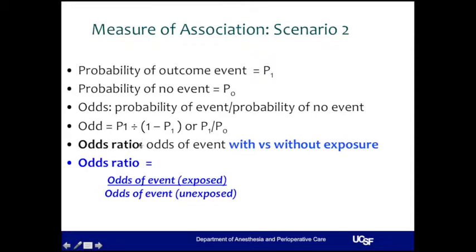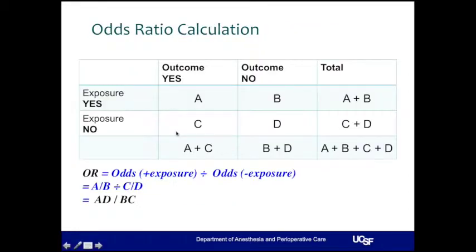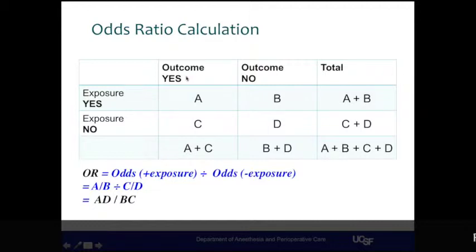And an odds ratio is just going to be a ratio of those two odds. It's going to be odds of the event with or without the exposure. So an odds ratio is an odds of an event if you get the exposure, whether that be the drug or the treatment, divided by the odds of the event if you don't have the drug or the treatment or the experimental intervention.